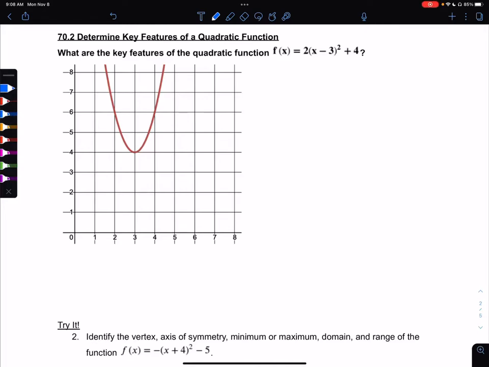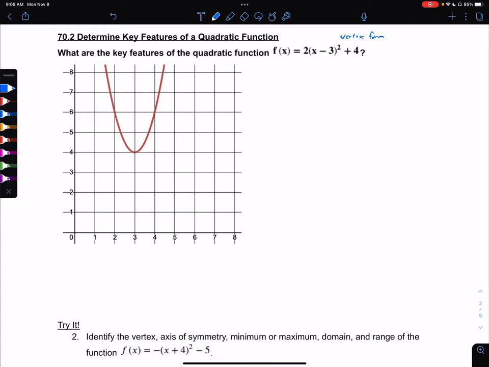Here we're going to look at topic 70, example 2, determine key features of a quadratic function. What are the key features of the quadratic function f of x equals 2 times the quantity x minus 3 squared plus 4? So remember, this is our vertex form, and that's going to become pretty useful to figure out everything that's going on here.